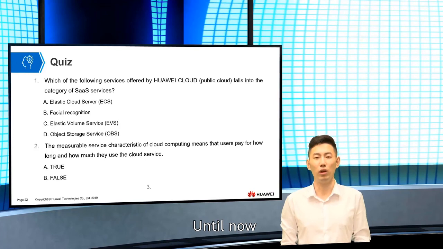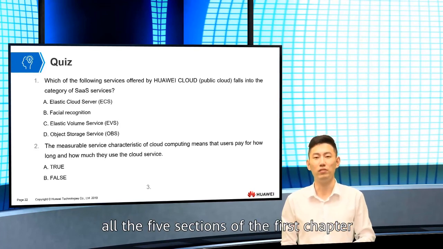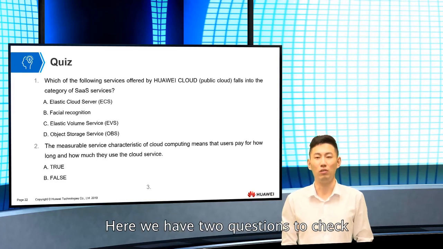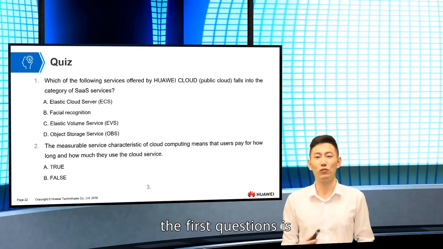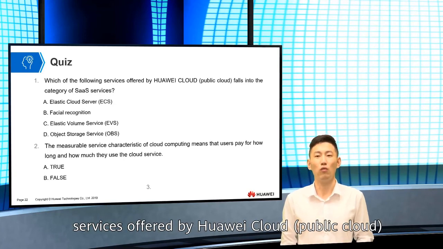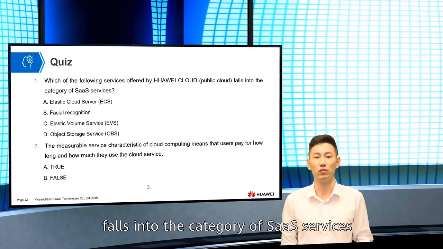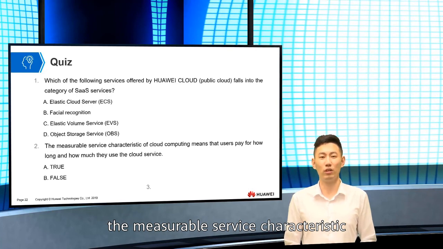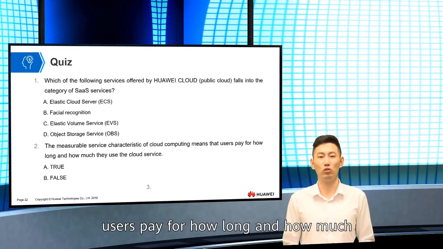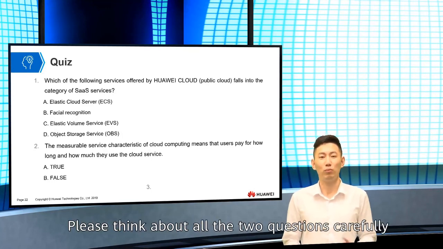Okay, everyone, until now, we have finished all the 5 sections of the first chapter. And here we have 2 questions to check if you have understood all the content of this chapter. The first question is, which of the following services offered by Huawei Cloud falls into the category of SaaS services? The second question is, the measurable service characteristic of cloud computing means that users pay for how long and how much they use the cloud service. Please think about both questions carefully.